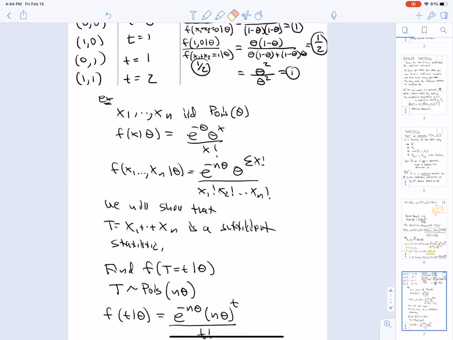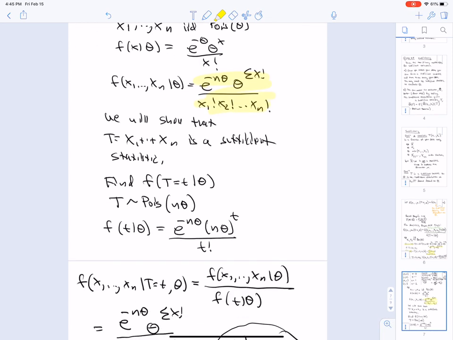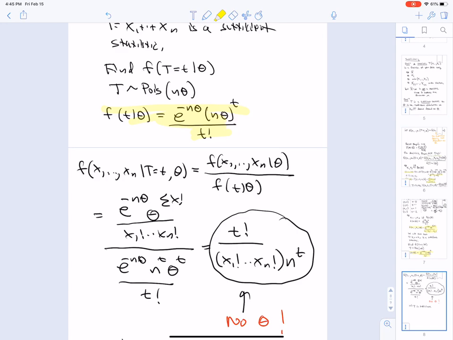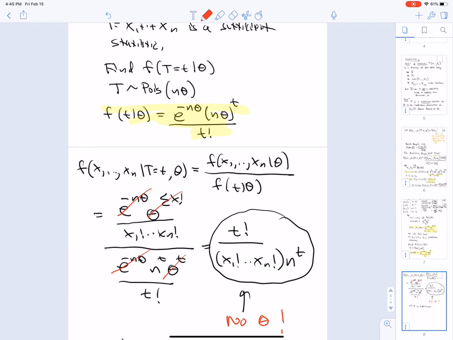Here's another example. x1 to xn are IID Poisson theta. So then the numerator of the conditional distribution involving t is going to be this highlighted equation here, and the denominator is going to be this one, because if t is x1 plus x2 up to xn, that is Poisson n theta, so it'll have this formula. And then the ratio is going to be this, and notice that this and this cancel, and this and this cancel. So we get something without a theta in it. Hence, t, the sum of x1 to xn, is a sufficient statistic.